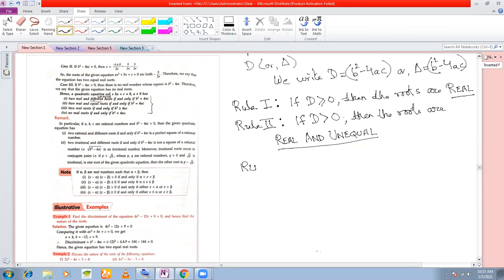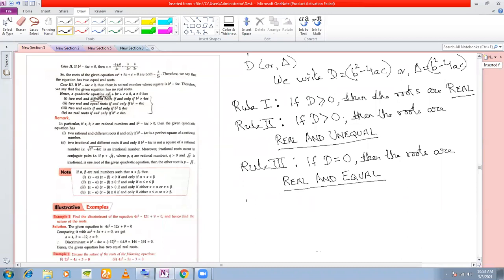Rule number 3, very important rule, which you will come across in many of the sums, is that if D is equal to 0, what if the discriminant vanishes? Then the roots are real and equal.